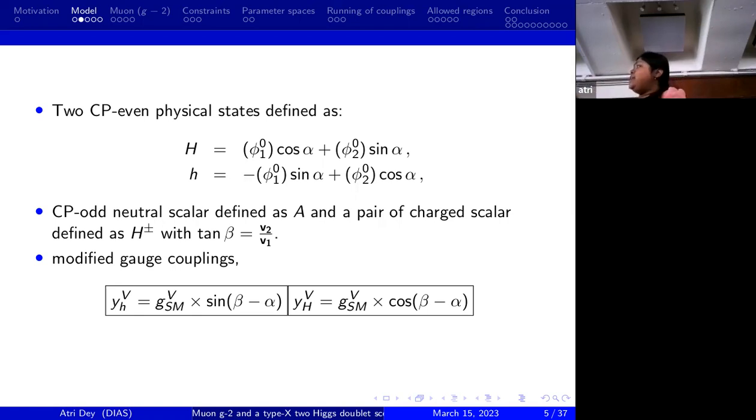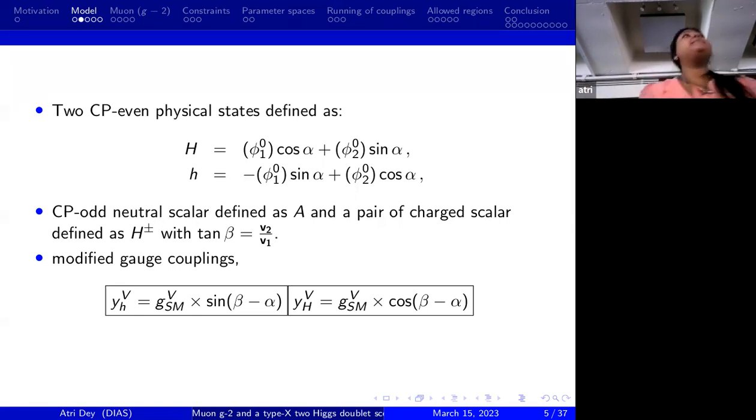So we have modified gauge couplings with respect to the standard model one. G SM V is our standard model gauge coupling, for which the experimental bound is already there from LHC data. In our model, there is an extra scale factor, sine beta minus alpha, for our standard model Higgs when it couples to the vector bosons. There is an extra multiplicative factor, sine beta minus alpha or cos beta minus alpha, depending on which CP even state we are looking at. The current LHC limit on Higgs branchings puts a strong limit on sine beta minus alpha. We can't vary it much; it should be very close to 1, plus 1 or minus 1, but very close to 1 from our current constraints.